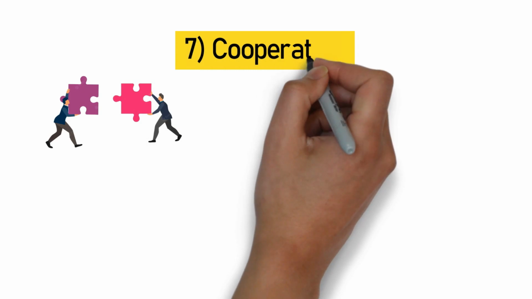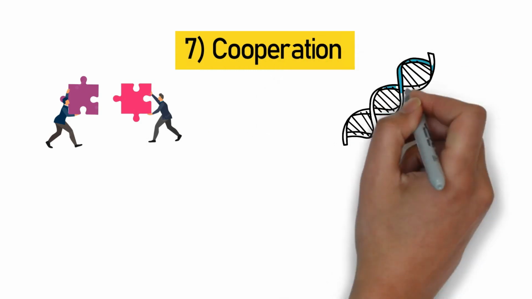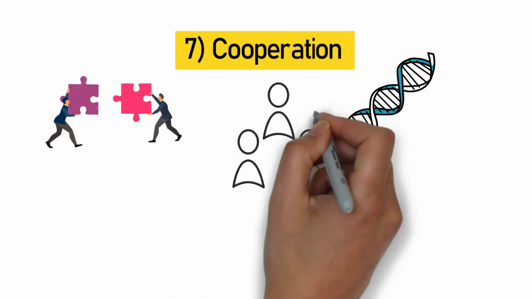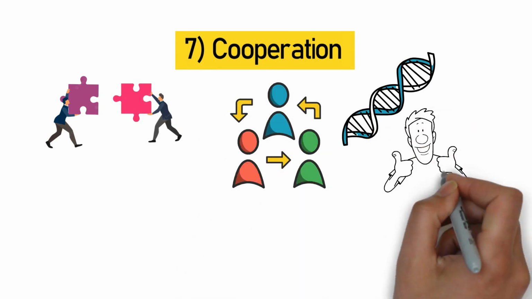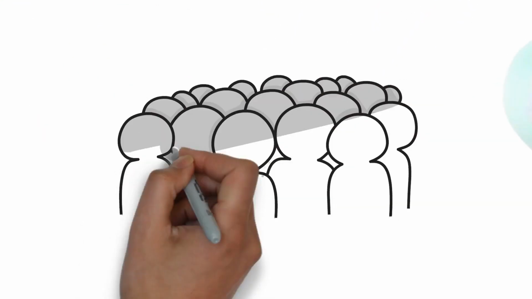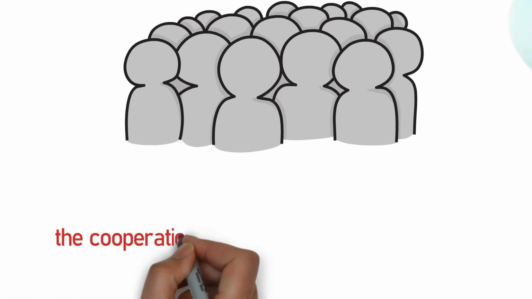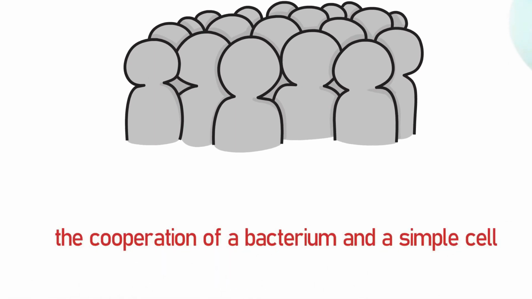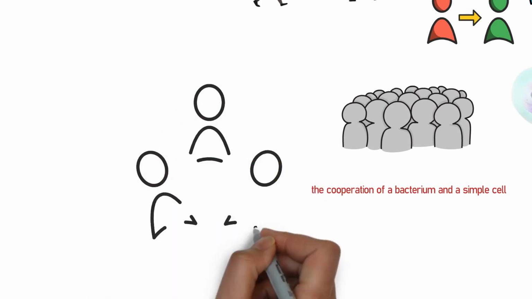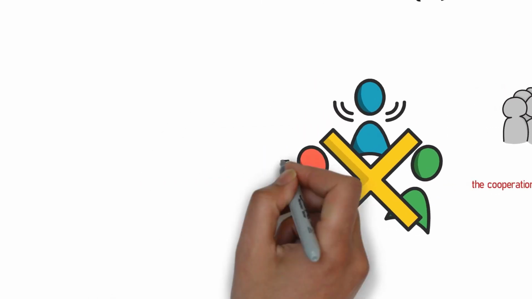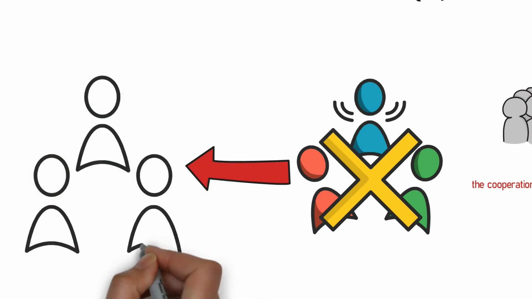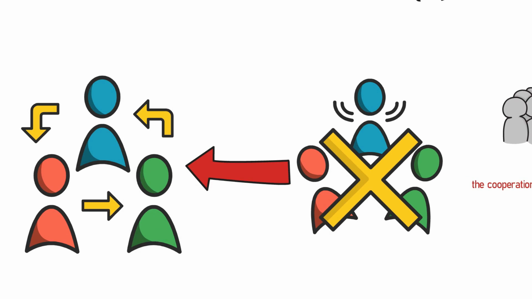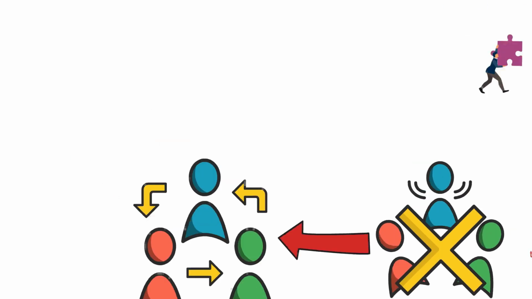Number 7. Cooperation. Most biological systems are characterized by competition, but cooperation at various levels is just as important. In fact, the first complex cell and all of the life we see around us were most likely created by the cooperation of a bacterium and a simple cell. No group can survive without cooperation. A group's cooperation leads to even more complex forms of organization. At multiple levels, cooperation and competition tend to coexist.